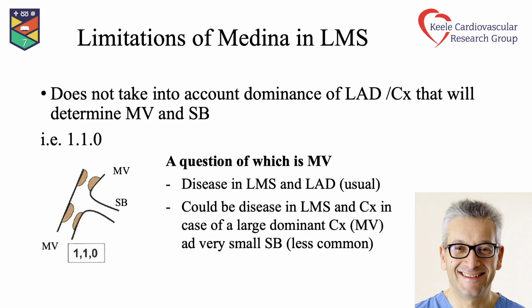Medina also does not take into account dominance of the LAD and circumflex. So for example, a 110 lesion as defined by Medina would suggest disease in the proximal main vessel, in the distal main vessel with no disease in the side branch. But of course it very much depends on what is considered to be the main vessel. Generally we would consider the LAD to be the main vessel. But if you have a very large dominant circumflex and a very small non-dominant LAD, the circumflex becomes the main vessel, and so immediately you can see the confusion.